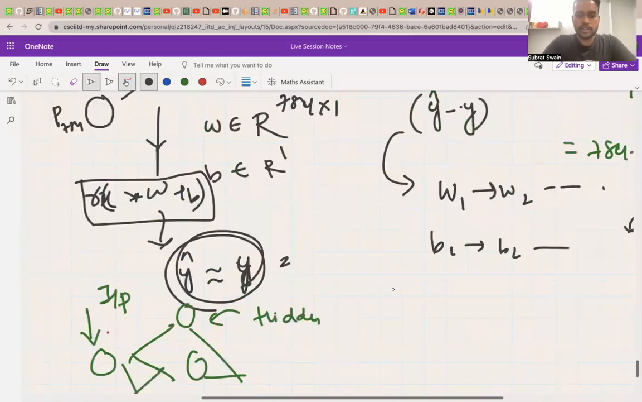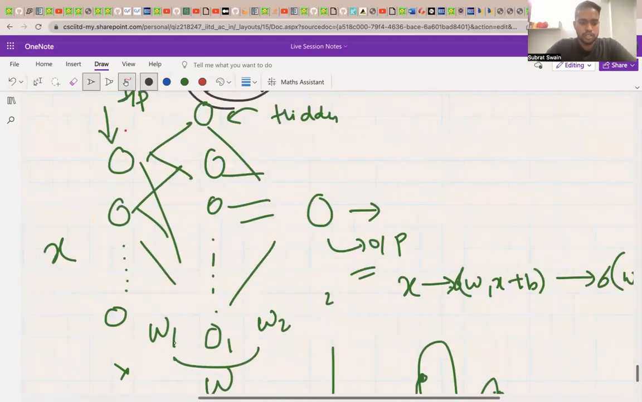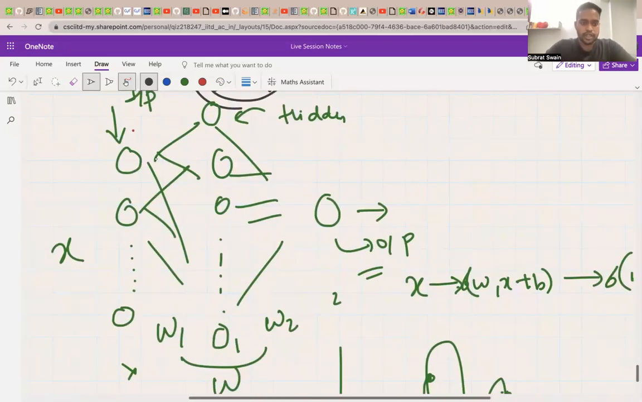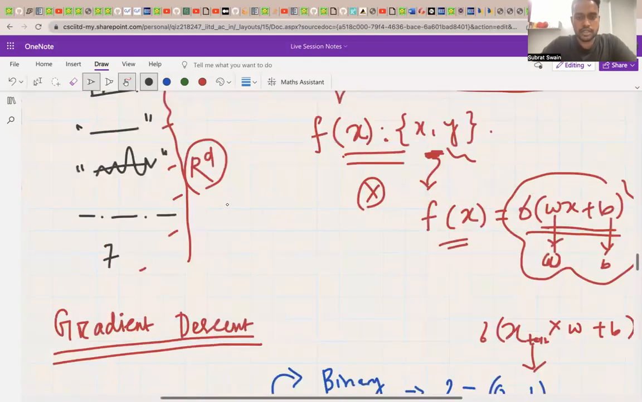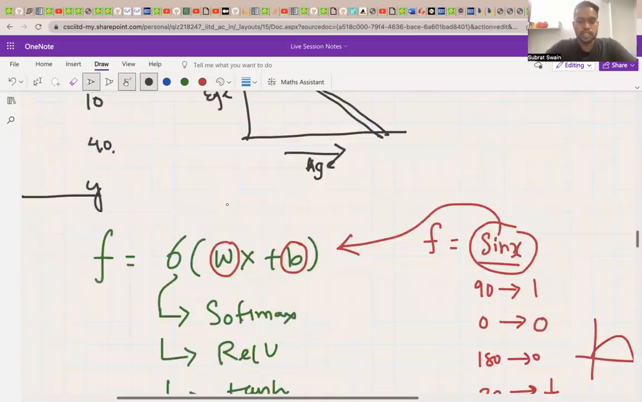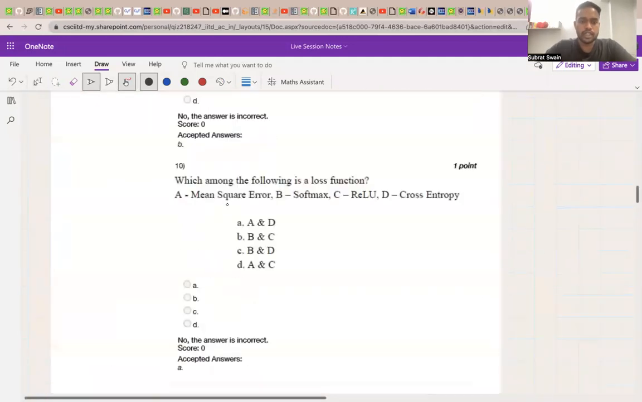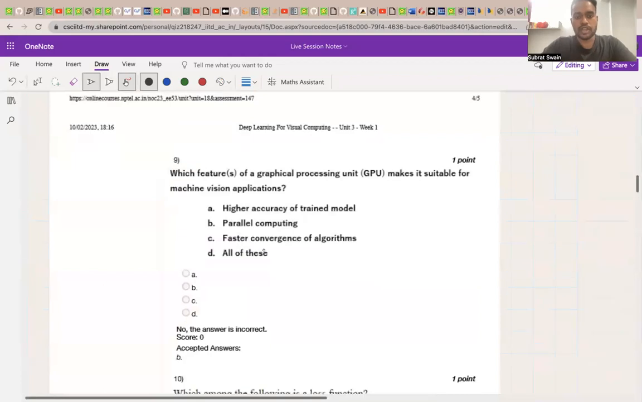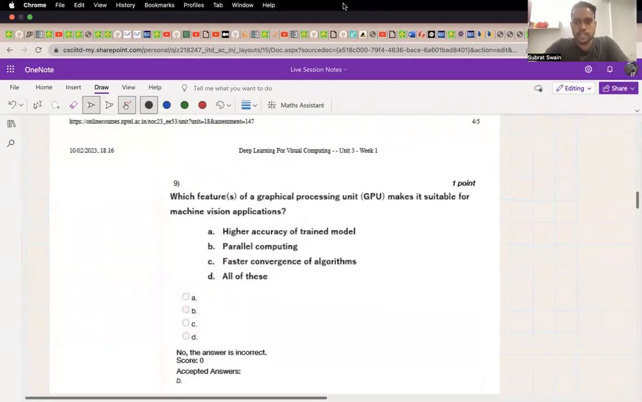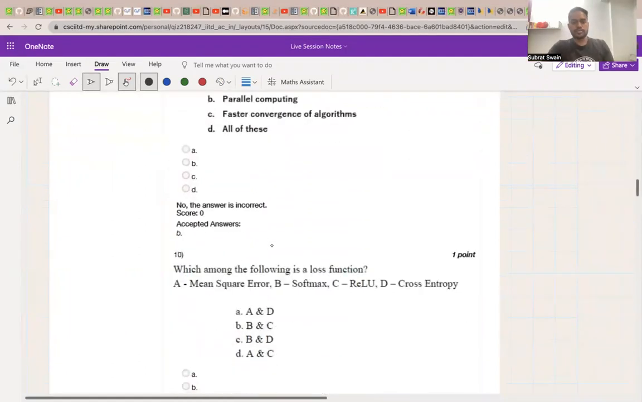When you're multiplying all these weights with X, X1 should be multiplied with W11 and X2 with W12. Since we are multiplying so many things, you need parallel computing. You need all these things to be multiplied with each other in parallel. So this parallel computing feature of the GPU makes it better.